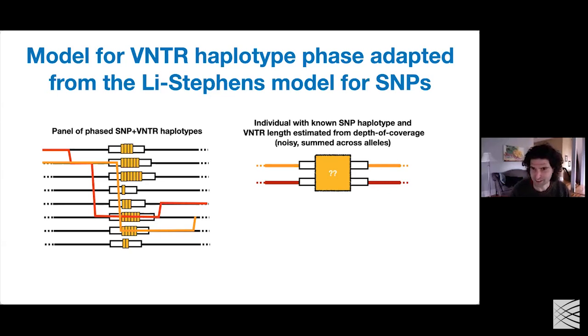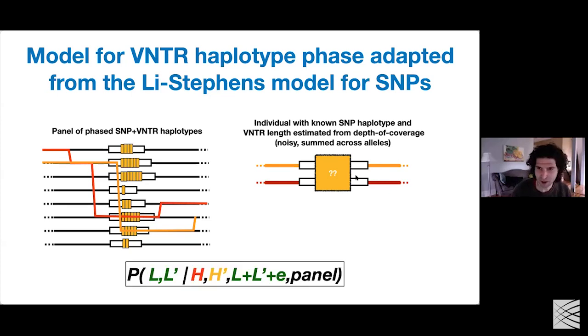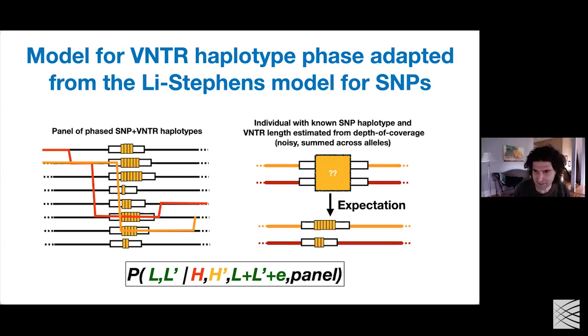As I said, the VNTR length is a potentially noisy estimate of the sum of the lengths of the two parental alleles. So the generative model dictates a posterior distribution over the individual allele lengths, L and L', conditioned on the SNP haplotypes H and H', and this diploid measurement, which is possibly noisy, so L plus L' plus some measurement noise, and of course the panel. Taking expectation yields estimates for the VNTR lengths at each allele. These estimates incorporate haplotype sharing information, in effect pooling noisy depth of coverage estimates across many individuals. The expected VNTR allele lengths can be computed efficiently using HMM techniques.